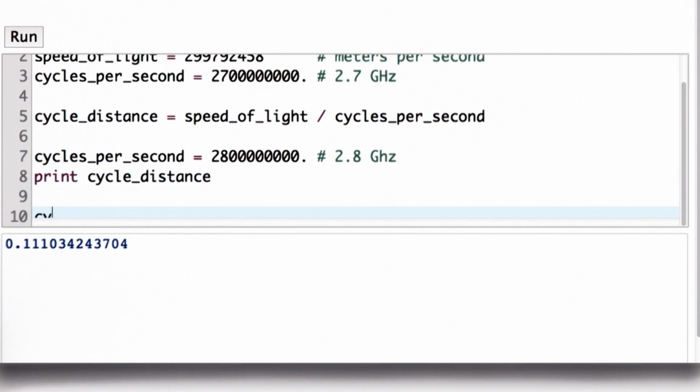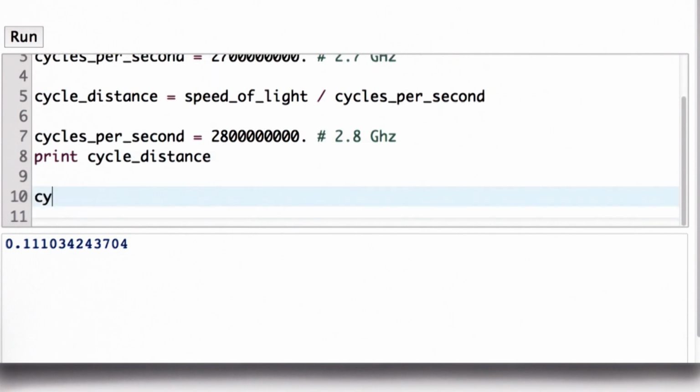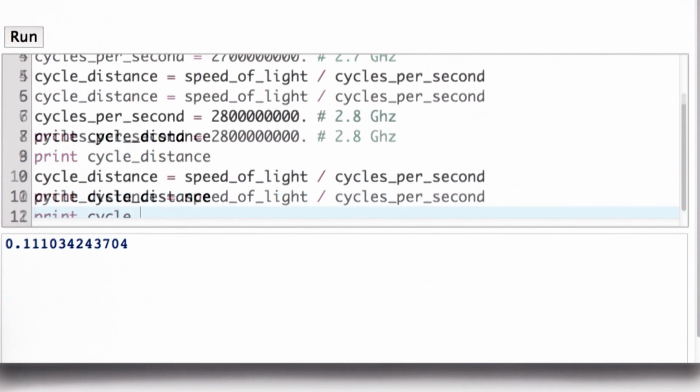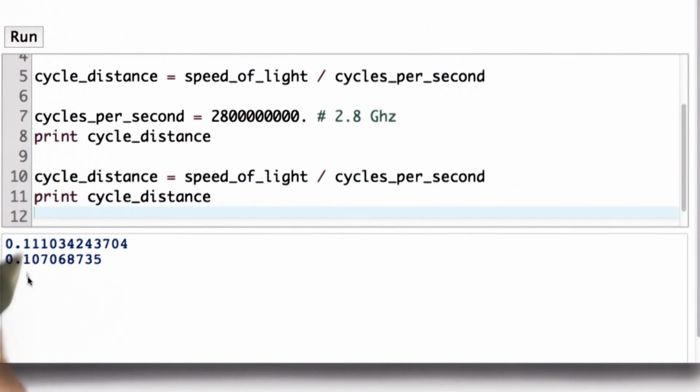We'll compute it again. This time, the value of cycles per second is the new value, since we changed what cycles per second refers to. And now when we print cycle distance, we see that the value has changed. So we have a faster processor. The second time we print cycle distance, now we only have 0.107 meters, less than 11 centimeters per cycle.